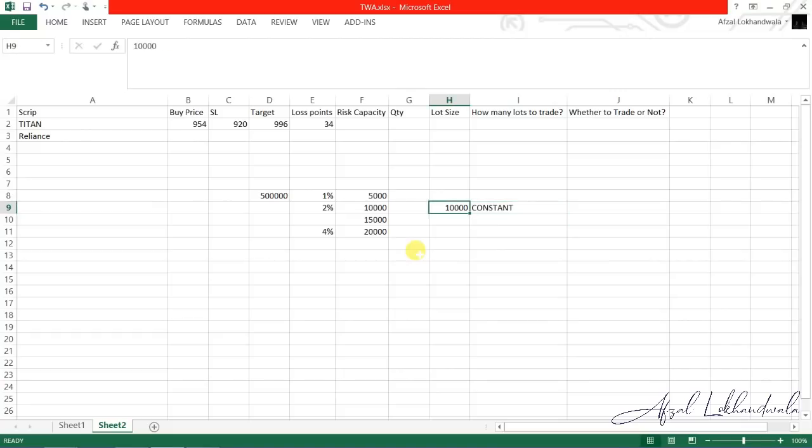If in a few trades you risk 10,000, in a few trades you risk 15,000, in a few trades you risk 20,000, then the results will not be good. Your psychology will be interfering with your decisions. It will not be your objective decision. So that is why I recommend that you keep your risk amount very consistent.